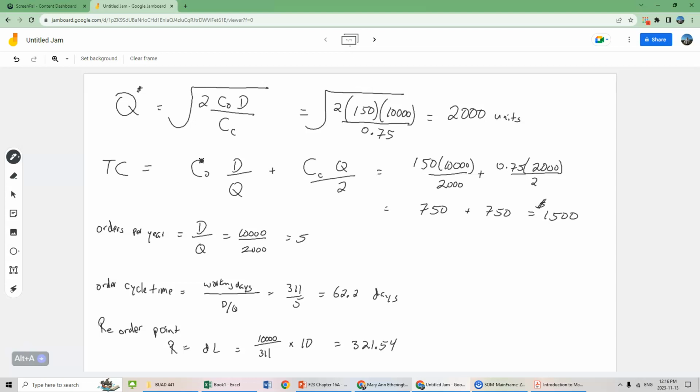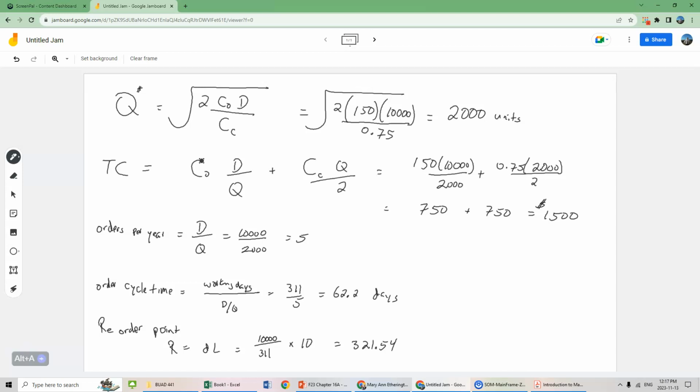So we're going to order every 62.2 days. We're going to reorder when our inventory gets down to 321.54 units. We're going to place 5 orders per year. By doing so, we will have a total inventory cost of $1,500 over that year, and we order 2,000 units. So going forward, whenever we calculate that optimal level of Q, if it's not a whole number, we're going to round up to the nearest whole number. Doing so is going to create a total cost that's not going to be perfectly minimized, but we can't order a fraction of a product, for example. So we always round up the Q optimal to the whole number.